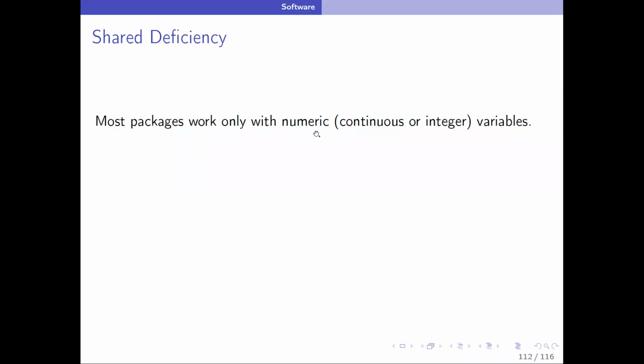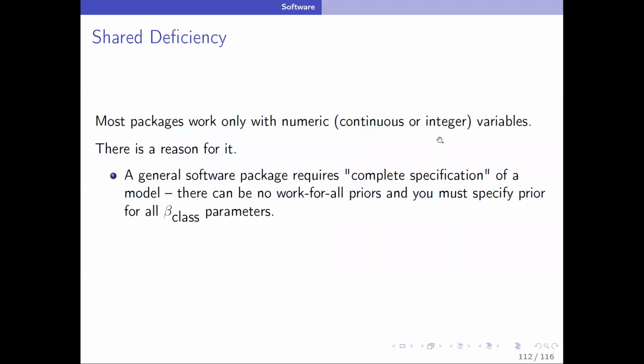Most packages only work with numerical continuous or integer variables. That means most software, all of them, doesn't have this thing called a class statement. If you have a categorical variable and you want to fit that into a regression, none of the software does it. The reason is a general software package requires a complete specification of a model. You have to know what prior, how many betas, if a class variable, class male, class female that you have, and what prior they have.